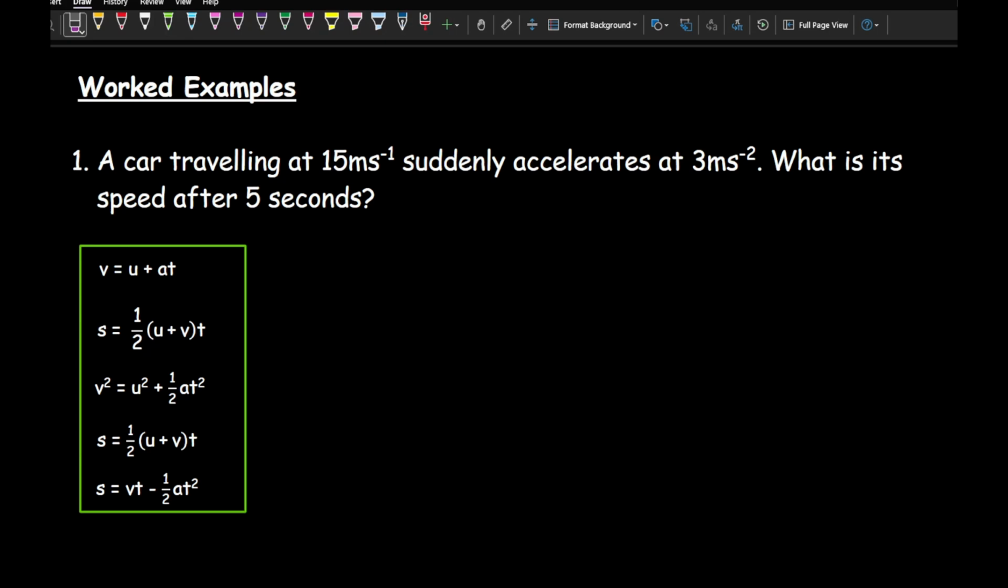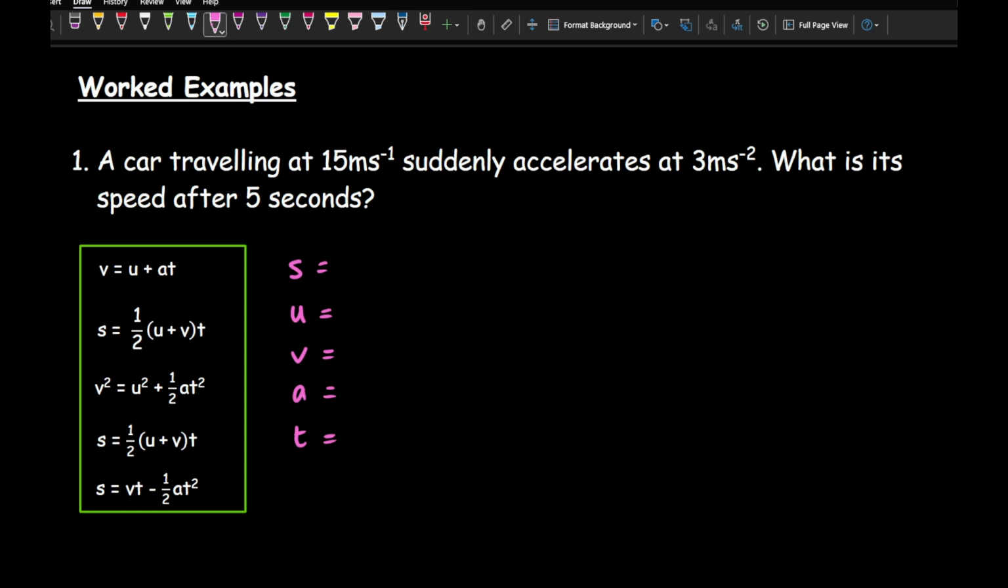This question says that a car travelling at 15 meters per second suddenly accelerates at 3 meters per second squared. What is its speed after 5 seconds? Now what's really important is you have the formulas in front of you so you know what to use. A good starting point with any of these questions is to write SUVAT. Once you've written those 5 letters, you then want to go back to the question and start picking out what values you've been given and what it is you're actually trying to find.